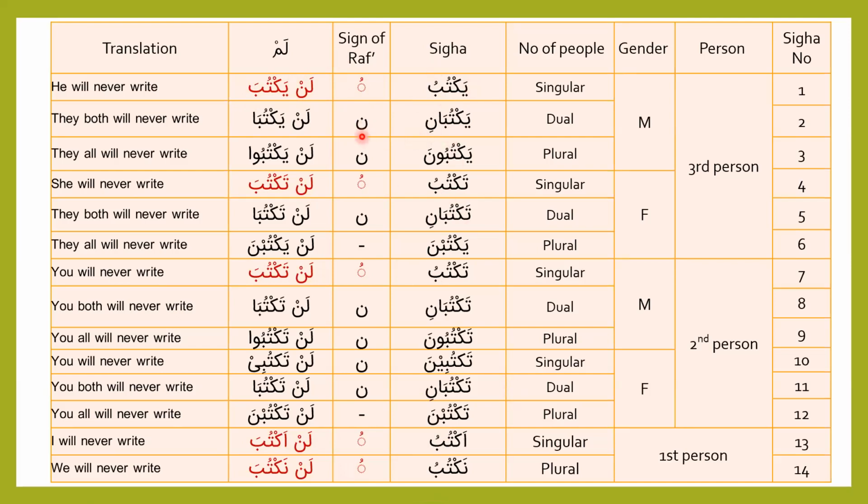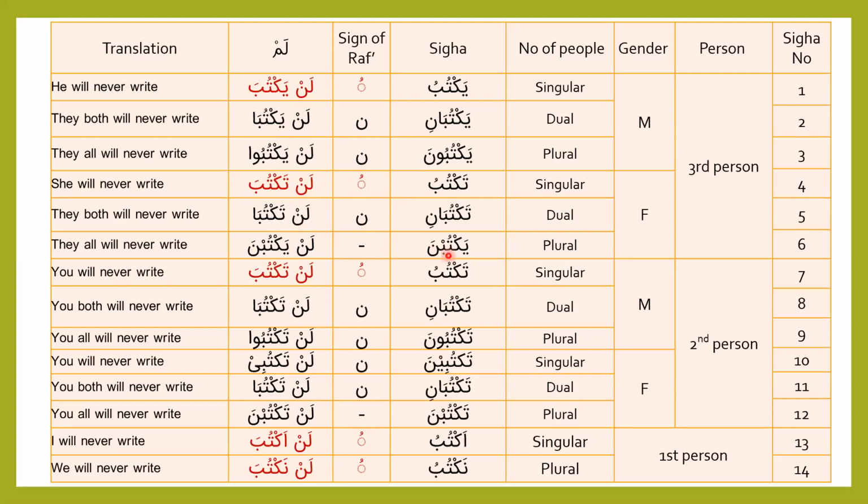Wherever the alamat raf was noon, because of lan, like majzoom, the noon will be omitted. So yaktubani will become yaktuba. Yaktubuna will become yaktubuna. Sorry, taktubu, it is actually zamma.